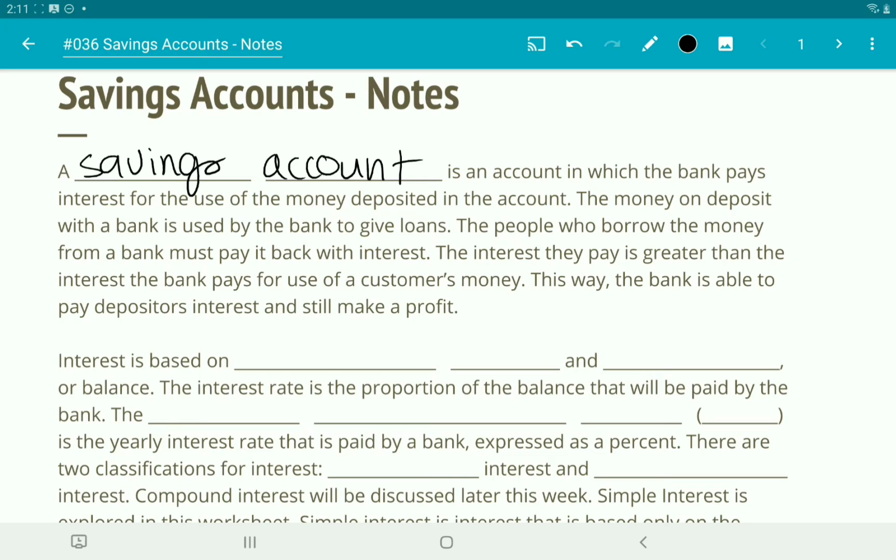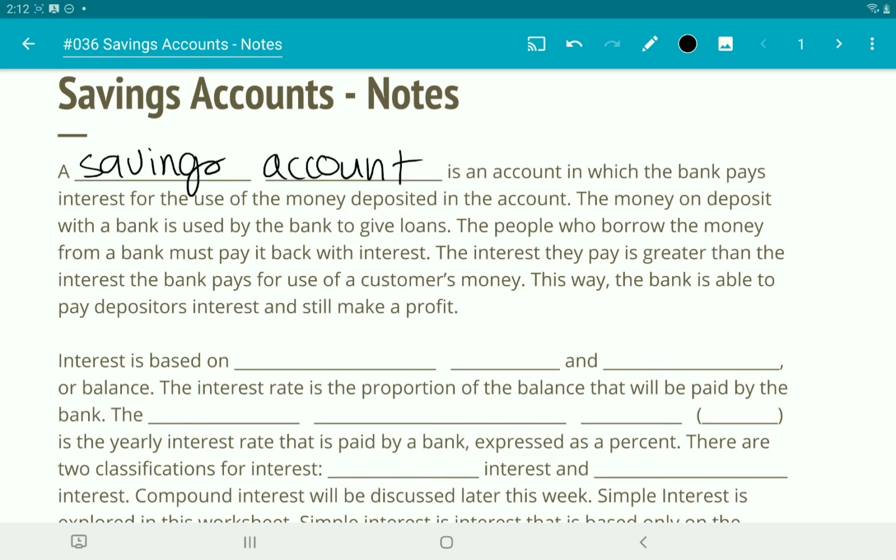So you deposit money into the account, so much money, and then they give you back a percentage of that money added onto that. So the money on deposit with a bank is actually used by the bank to give loans, so that's where they get the money to give the loans to other people from. And then the people who borrow the money from the bank have to pay it back with their own interest, so they don't just have to pay how much they borrowed, they have to pay more.